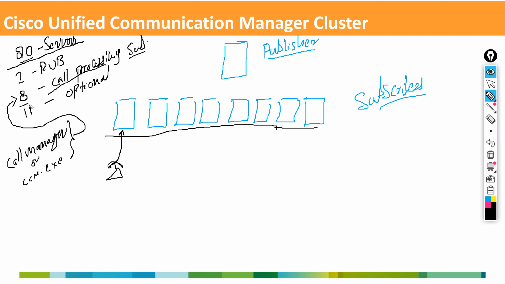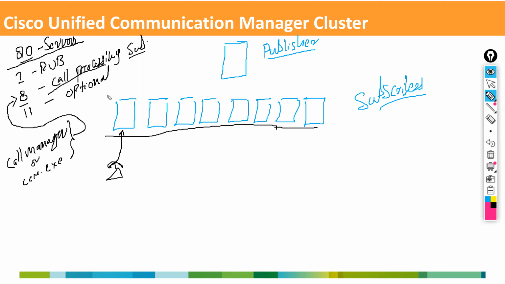Okay. Clear? Maximum 8 servers we can activate this Call Manager service on, and whichever server you have activated will act as a call processing subscriber. Clear? Now IP phones we register on the call processing subscriber, not on a publisher. Clear? Any doubts, any questions?